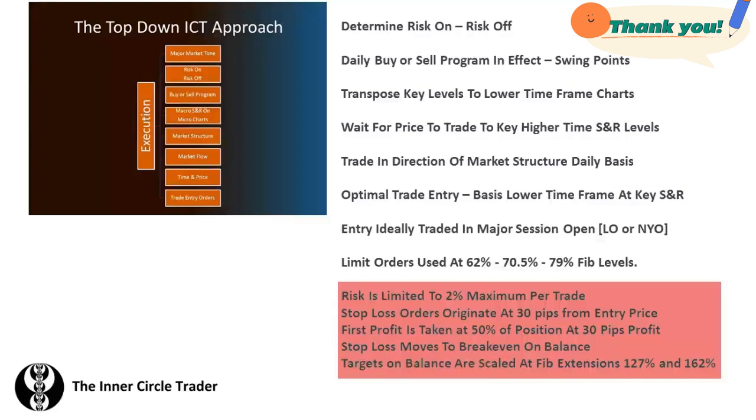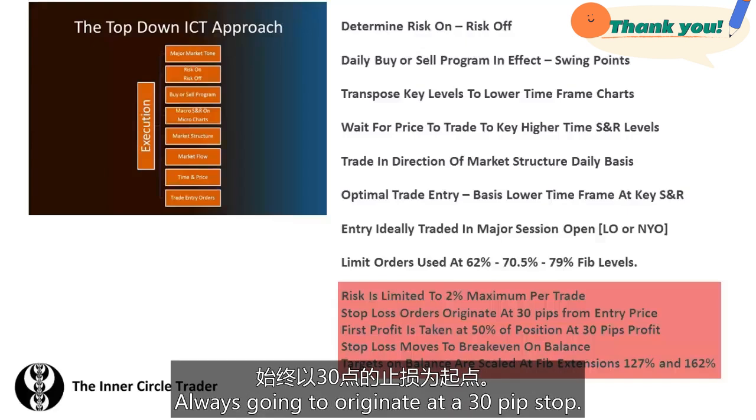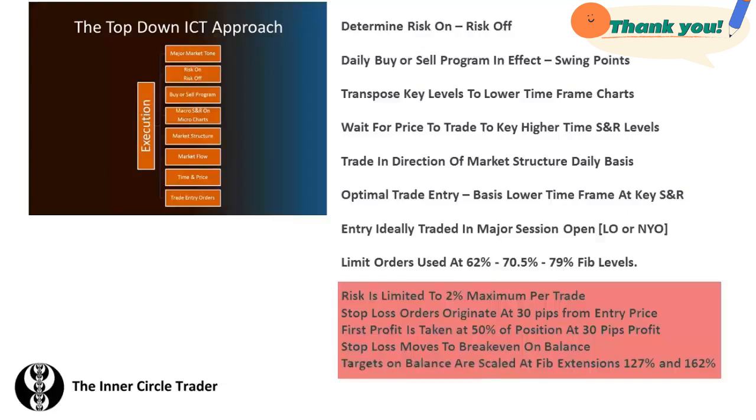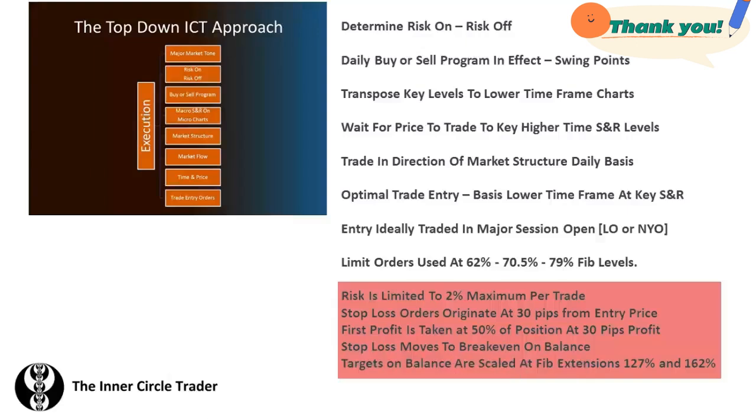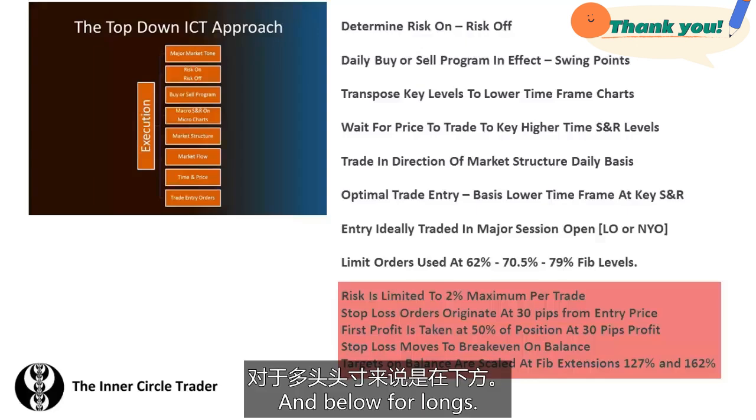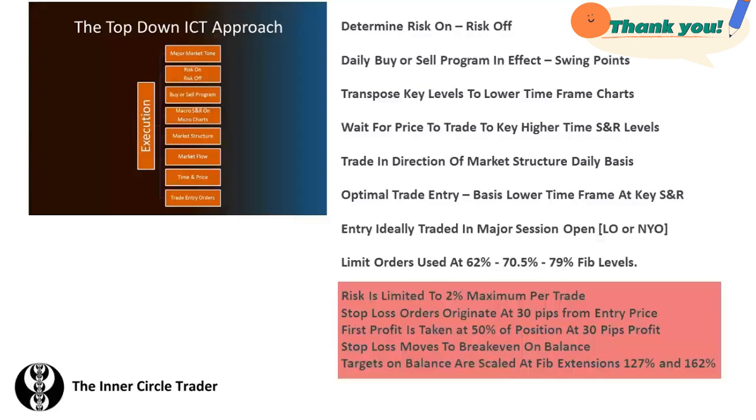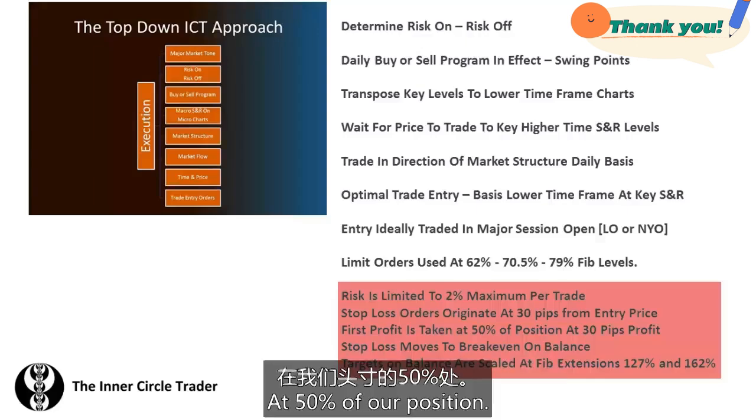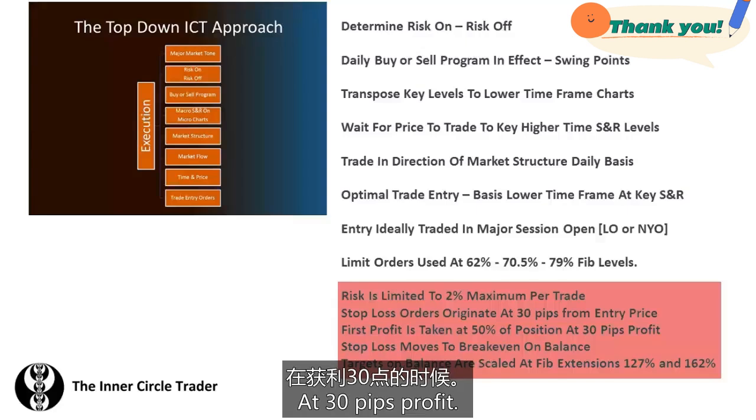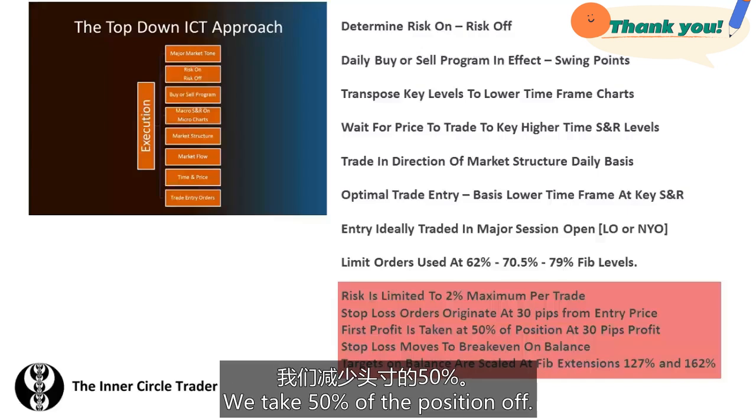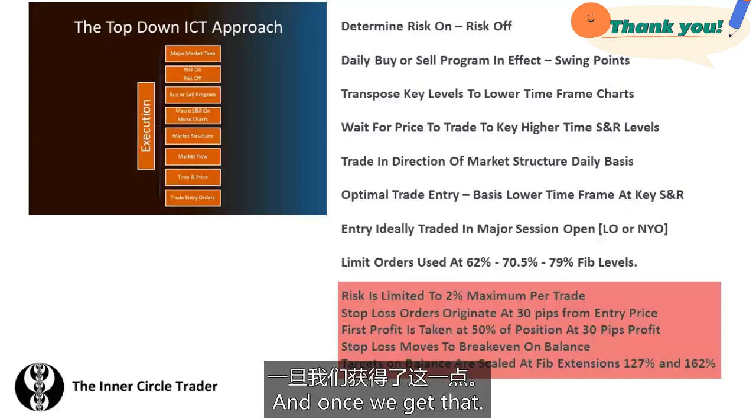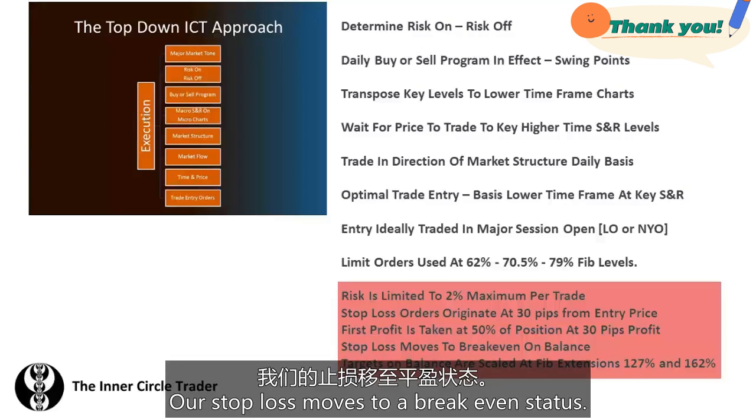Stop loss orders obviously always are going to originate at a 30 pip stop from our entry point, and whatever your entry price is, just take 30 pips from that, above for shorts and below for longs. First profit is always going to be taken at 50% of our position at 30 pips profit. So in other words, once the position goes to 30 pips profit, we take 50% of the position off, and once we get that, our stop loss moves to a break-even status.